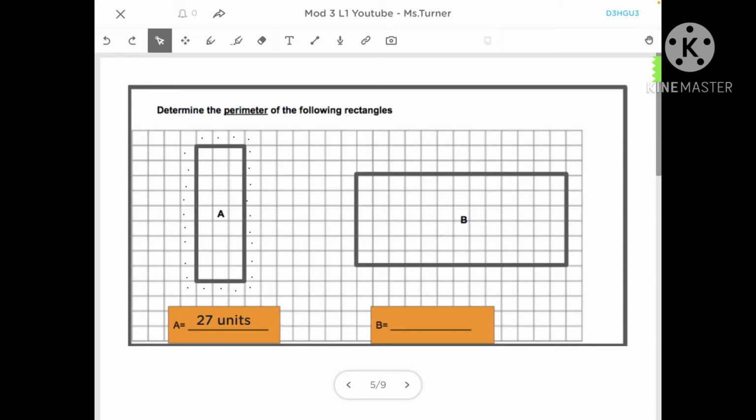Do you remember the formula that we used to find perimeter? It's blank plus blank plus blank plus blank. Can you fill in those blanks for me?